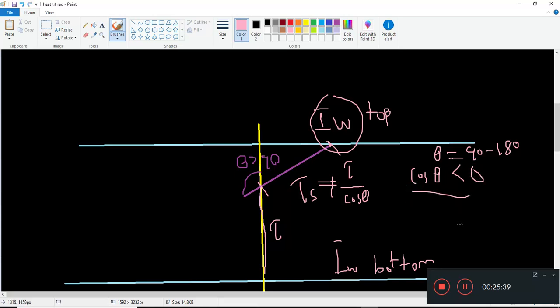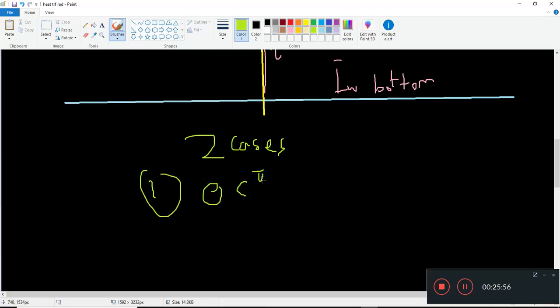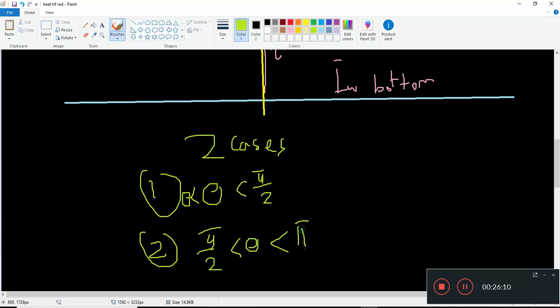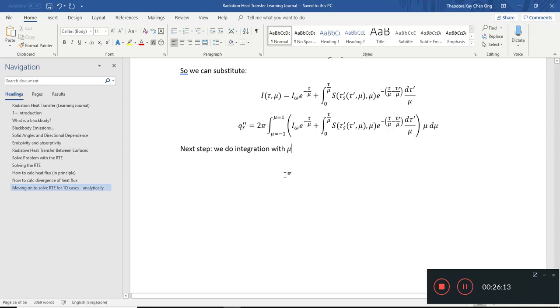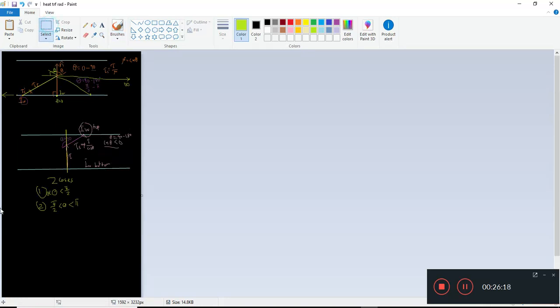So with these so-called geometrical problems, we will need to separate two cases. Case 1 is where theta is less than pi by 2 and more than 0. Case 2 is where theta is between pi by 2 to pi. So again, we have that problem, and we'll need to segregate these two cases out.